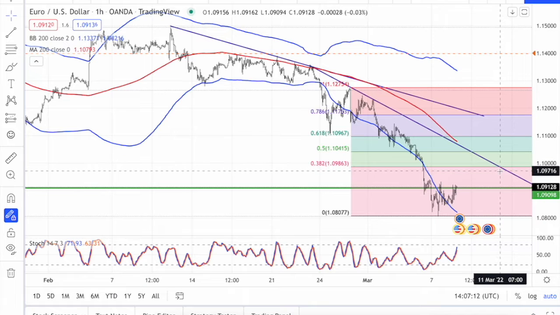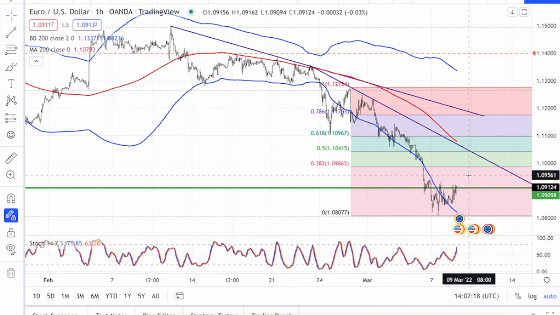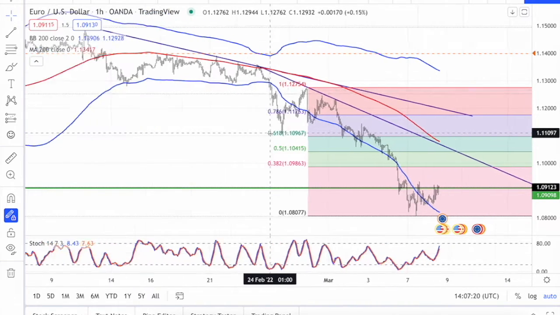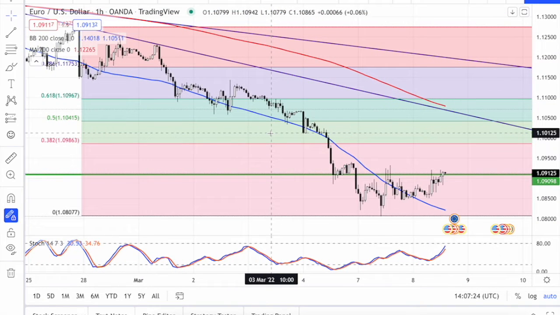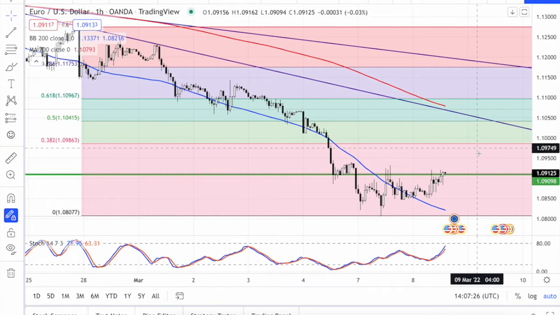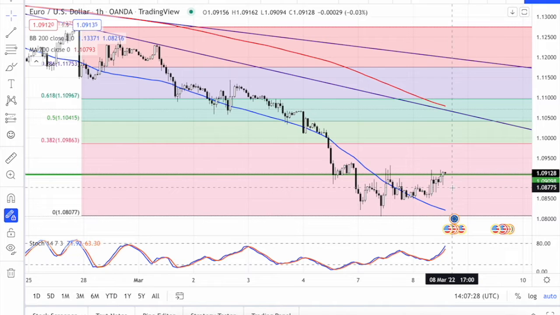Now this pink area here, that's the 38% Fibonacci area, coincides with that steeper downward trend line. So if we can get up towards there, and if it takes a bit of time to get there, it could be that once we get up to that area, that'll be the place to look for a short trade. So in the meantime, I'm going to take a long trade, aiming up there, from where we are at the moment with a very tight stop loss.